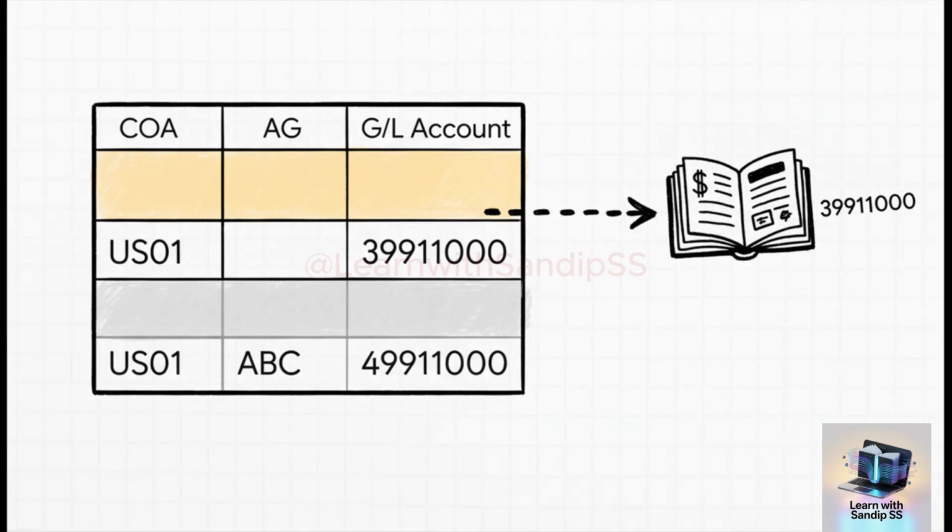So that first line, the one where the AG column is blank, think of that as your default, your catch-all. This might be for a general inventory posting, like an initial stock load. The movement type used for that action doesn't supply an account grouping code, so the system matches this blank line and posts the offset to our standard stock account.